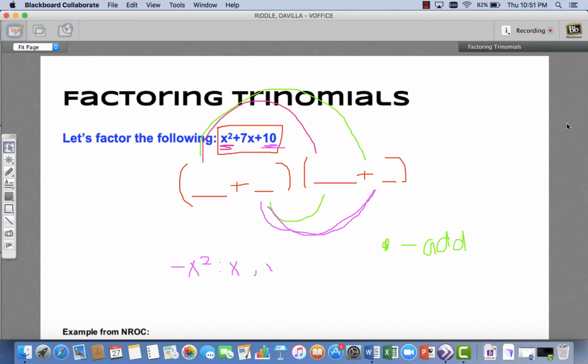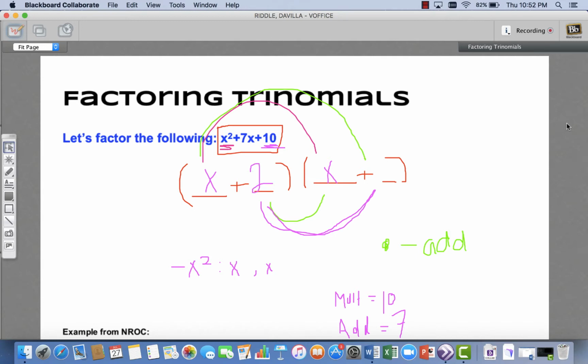Perfect. X and x. So that's the easier part. Now we want to find two numbers. It's kind of a puzzle: when multiplied together, they will give you 10, but when you add them together, they will give you 7. So can you think of any two numbers that fit this criteria?